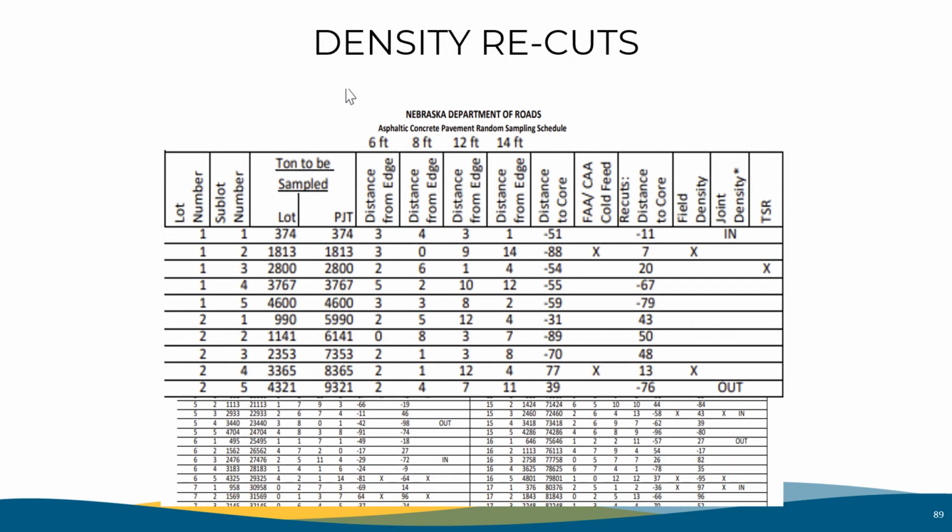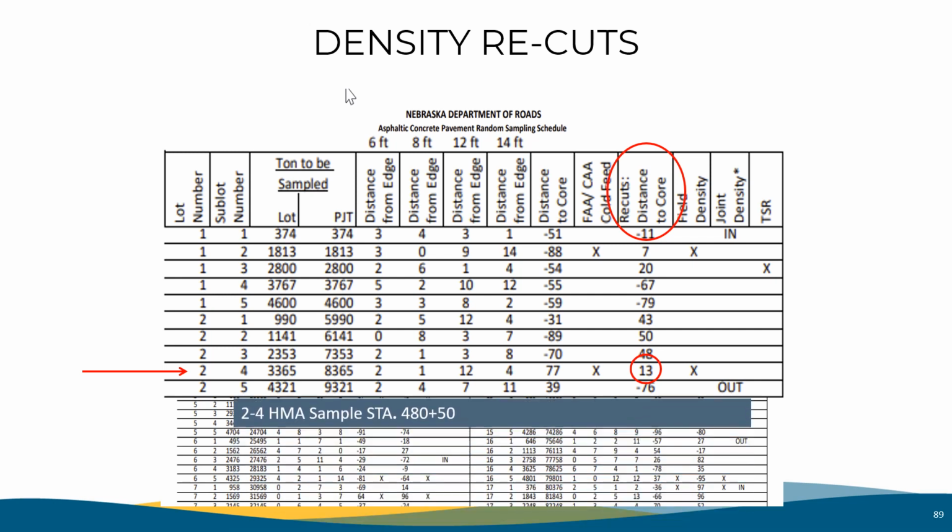So where do we recut the cores? There is one column on the RSS for recuts. Just go to the recuts column. For this example, let's look at the sample 2-4 again, which shows plus 13 feet for the recuts on this sample. The original HMA sample was taken at 480 plus 50.